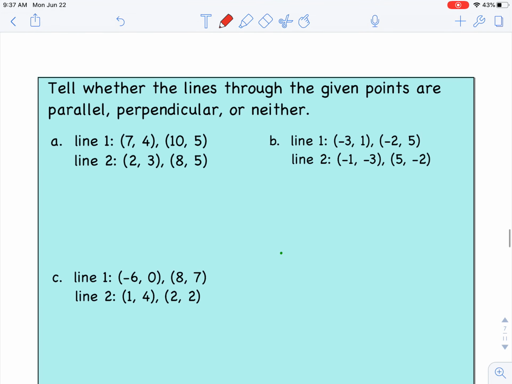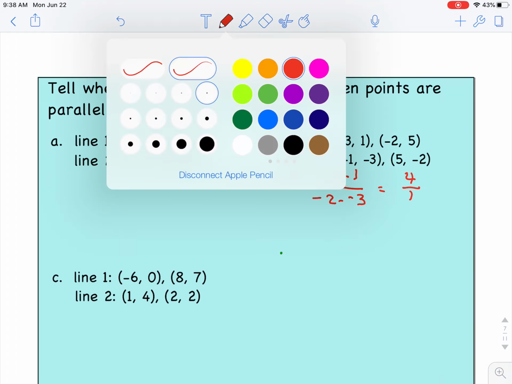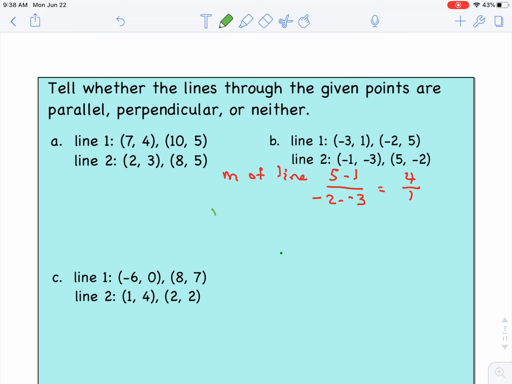Tell whether the lines through the given points are parallel, perpendicular, or neither. We need to find the slope of each line. I'll start by finding the slope, m. We use that letter m for slope. I'll find the slope of line 1. I'll take y2 minus y1 over x2 minus x1, and that gives me a slope of 4 over 1. Now let's find the slope of line 2.